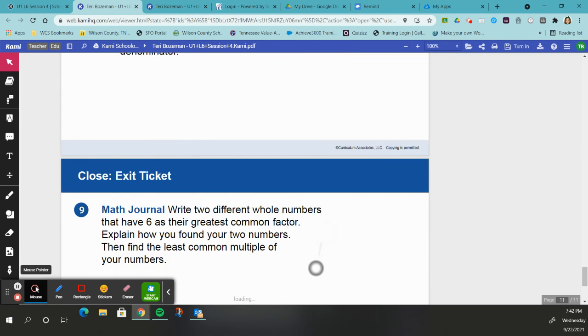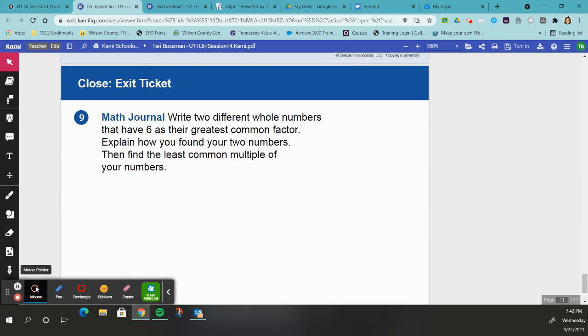That brings us to number 9, the math journal question. Remember, we just answer these either in your math textbook or on the screen, whichever way you're working your problems today. So it says write 2 different whole numbers that have 6 as their greatest common factor. Explain how you found your 2 numbers, then find the least common multiple of your numbers. So I'm going to let you guys do this one. And as you have questions, ask me. I do want to see your results, so make sure that you answer this question and show it to me, or turn this in. So do your math journal question on your own.